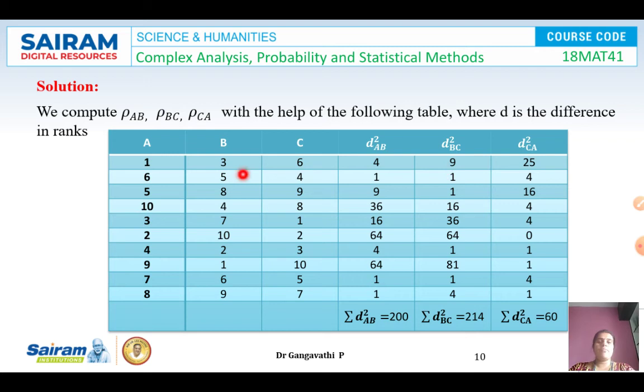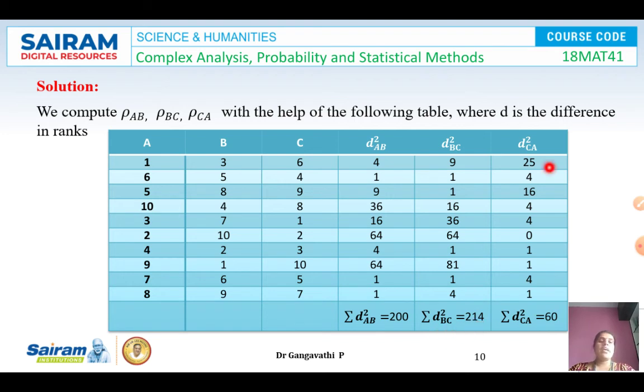Similarly, 5 minus 4 is 1, square of which is 1. 8 minus 9 is 1, square of which is 1. 4 minus 8 is 4, square of which is 16. Likewise, you need to evaluate it for all the values, and the sum of the d square values with respect to judges B and C is 214.